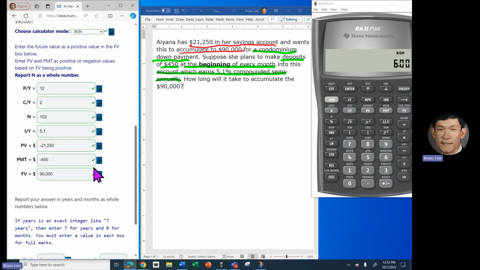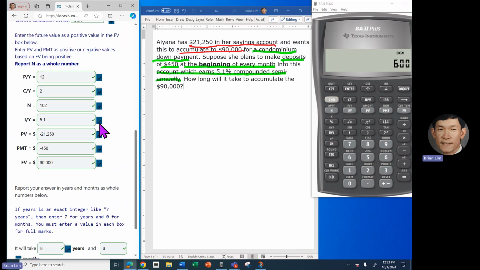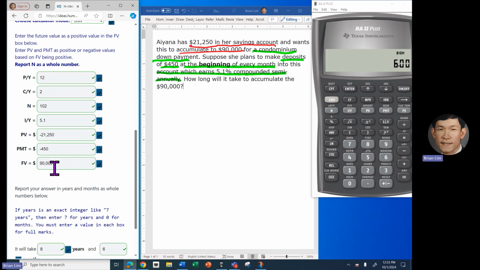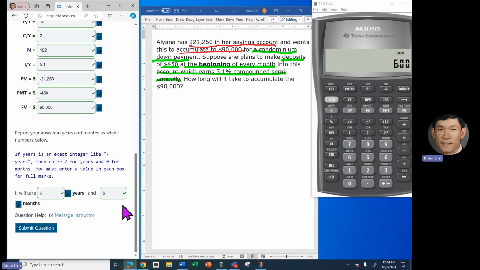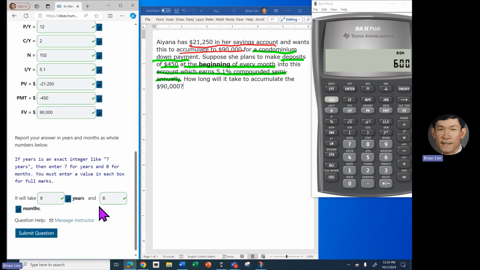So please remember, you must start with begin, fill in the numbers as described in the question, follow the instructions for future value, present value, and payment, and also the rounding up for the value of N, and then calculate the years and the months.